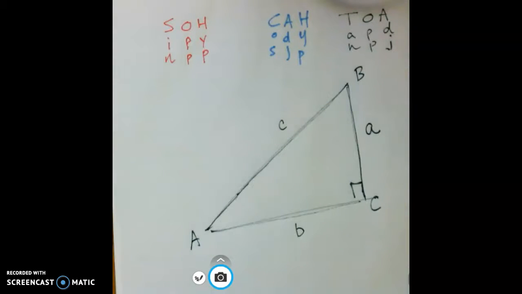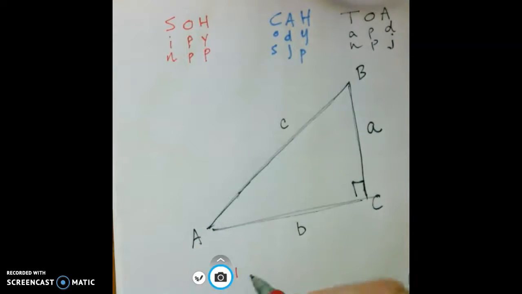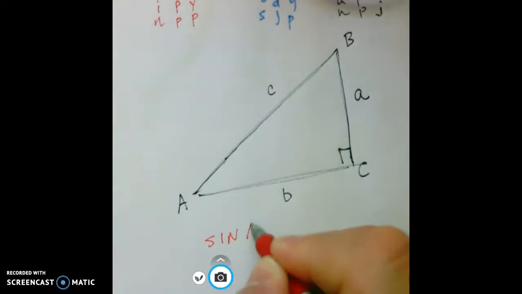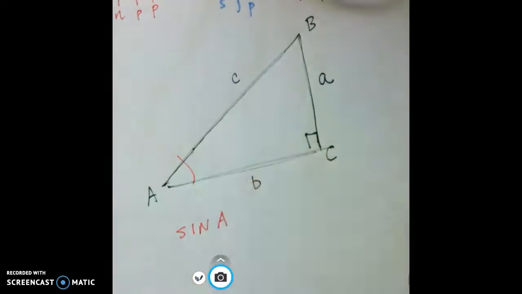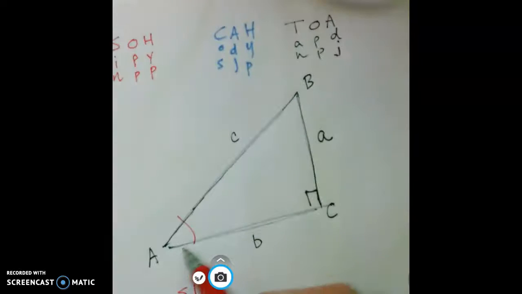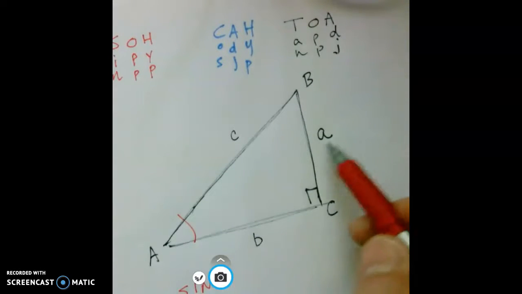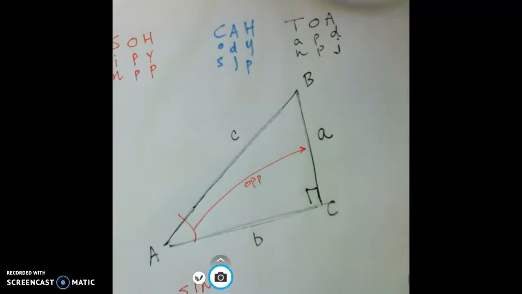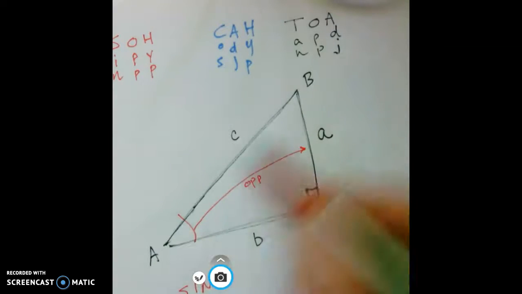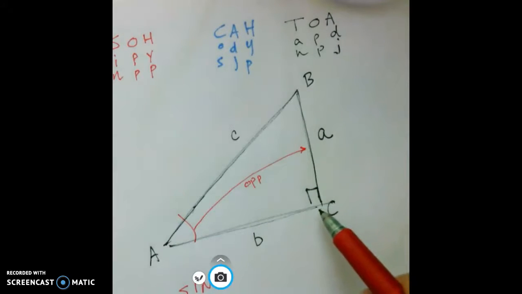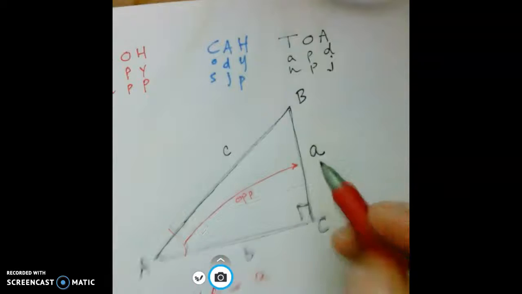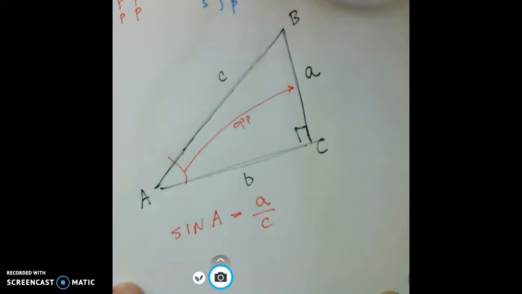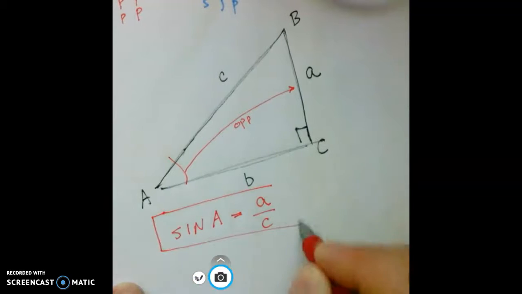Okay? So if I say sine of A, I am talking about this angle right here. And sine of A means, based on our ratio, I divide the opposite side, there's my opposite, by the hypotenuse. The hypotenuse is always the longest side, and it's always the one opposite the right angle. So this is equal to a, that's the length of that side, divided by c, that's the length of the hypotenuse. And that is our solution.